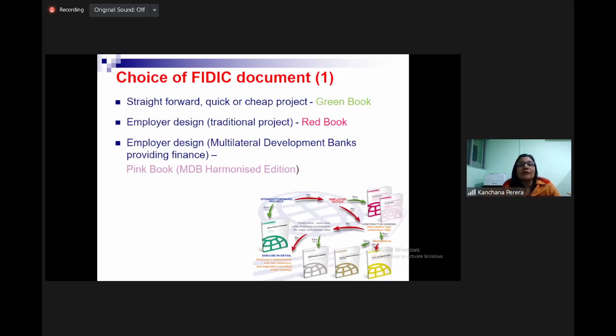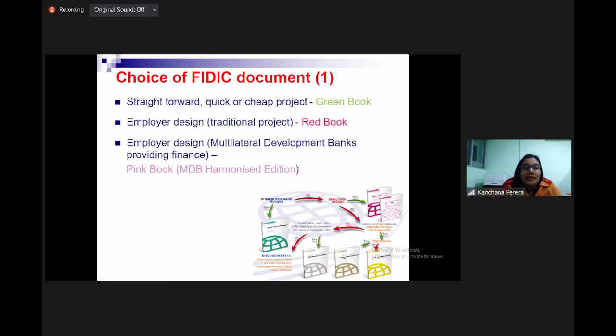Green book is used for very cheap, small, straightforward, quick projects. Red book is for employer design or traditional projects, which is one of the commonly used documents of FIDIC. Then if employer design, multilateral development banks slightly changed this red book and prepared the pink book, the Multilateral Development Banks harmonized edition.